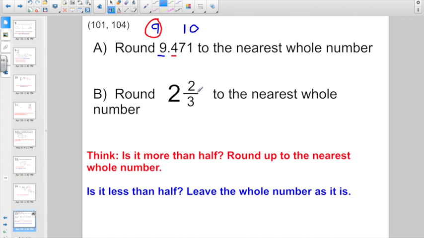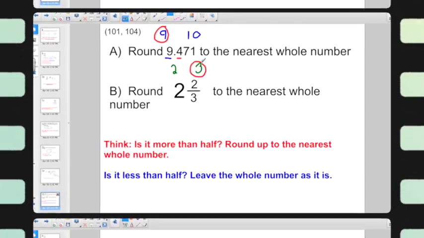Round 2 and 2/3 to the nearest whole number. Well, my 2 choices for an answer would be either 2 or I'm going to round it up to 3, right? Is 2/3 more than a half or less than a half? If it's more than a half, we're rounding up, and it is more than a half. Hopefully you know. So that rounds closest to 3.